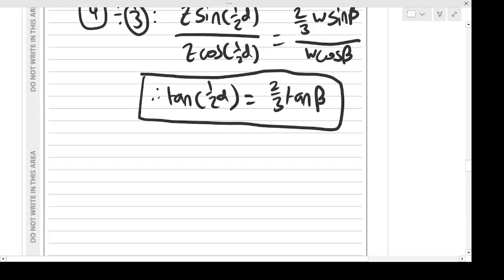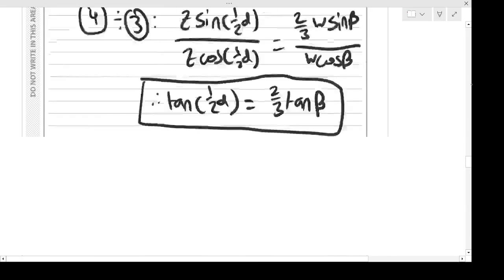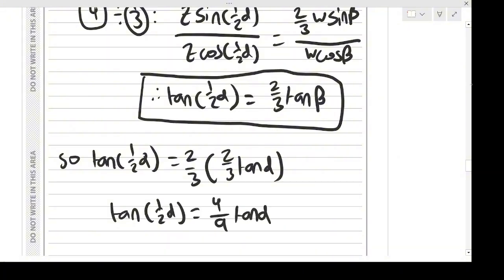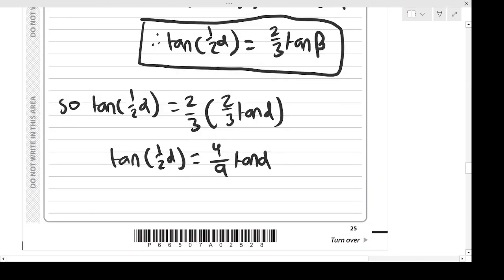So I can say that tan of a half alpha is 2/3 of tan beta, but tan beta, as we said, is 2/3 tan alpha. So I can sub that in. So we get tan of a half alpha is 4/9 tan alpha. Right, how do we proceed here?